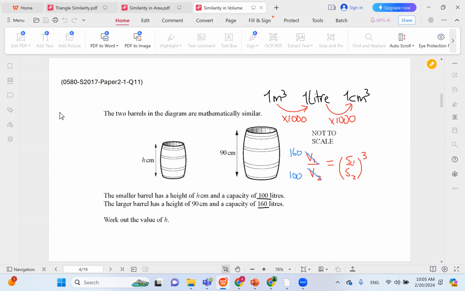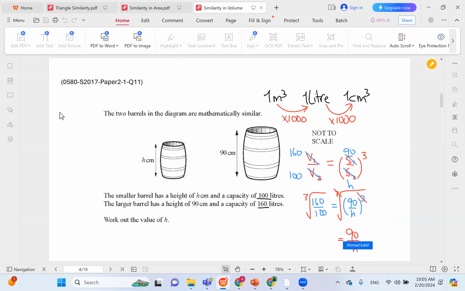S1 would be the side of the bigger object, and this is 90. S2 would be the size of the smaller object, which is H or X or whatever. And we rewrite the equation, so 160 over 100 equals 90 over H, all to the power of 3. And we take a cubic root on both sides. And the power 3 cancels the cubic root. So we are left with 90 over H on the right.